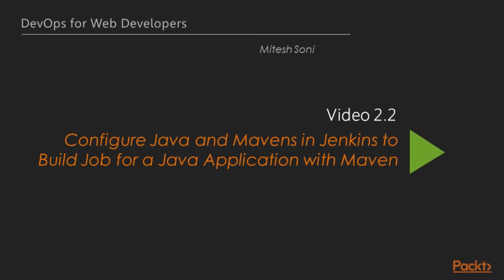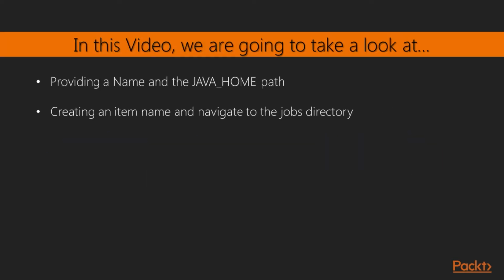Hi again, and welcome to the next video of the second section. Configure Java and Maven in Jenkins to build a job for a Java application with Maven. In the previous video, we have learned how to install Jenkins and the Jenkins dashboards. In this video, we will learn how to configure and build a job for a Java application with Maven by using Jenkins.